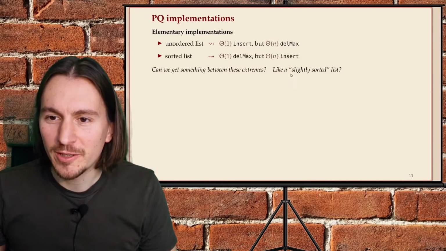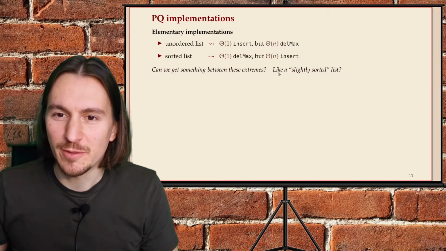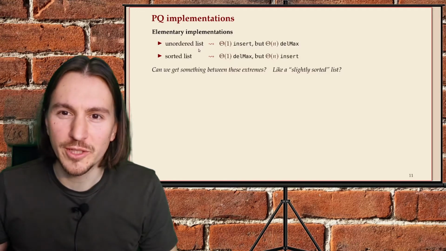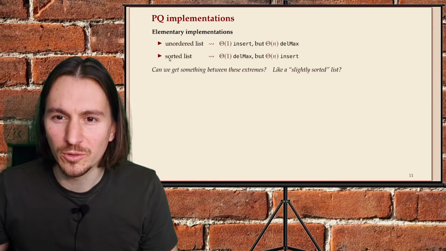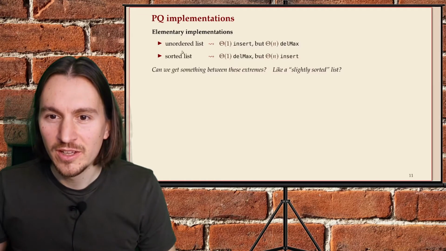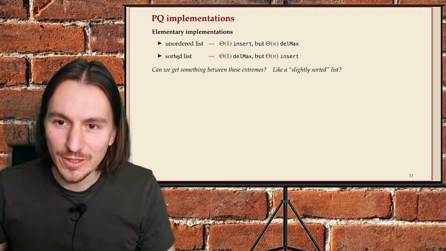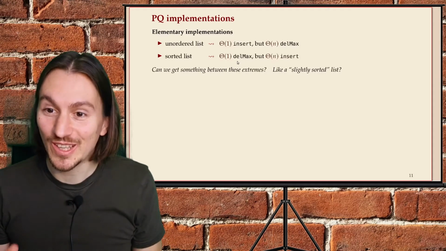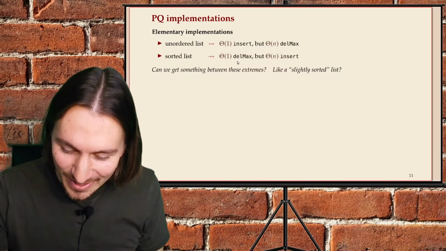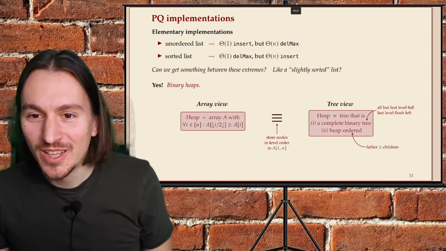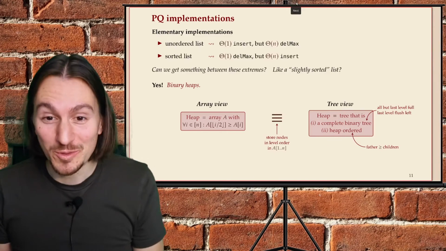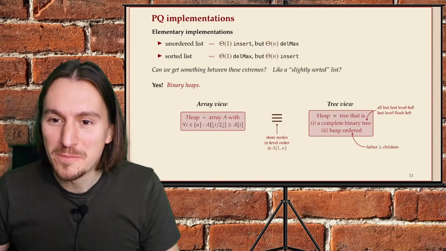But they might be inspiration for looking at the better solutions. The problem here was we went to two extremes, either not sorted at all or completely sorted. Not sorted at all was good for insert, completely sorted was good for delete max. Maybe we want to do something in the middle, slightly sorted. So what's a slightly sorted list? A slightly sorted list is a binary heap. In a way, that's one way to see it.